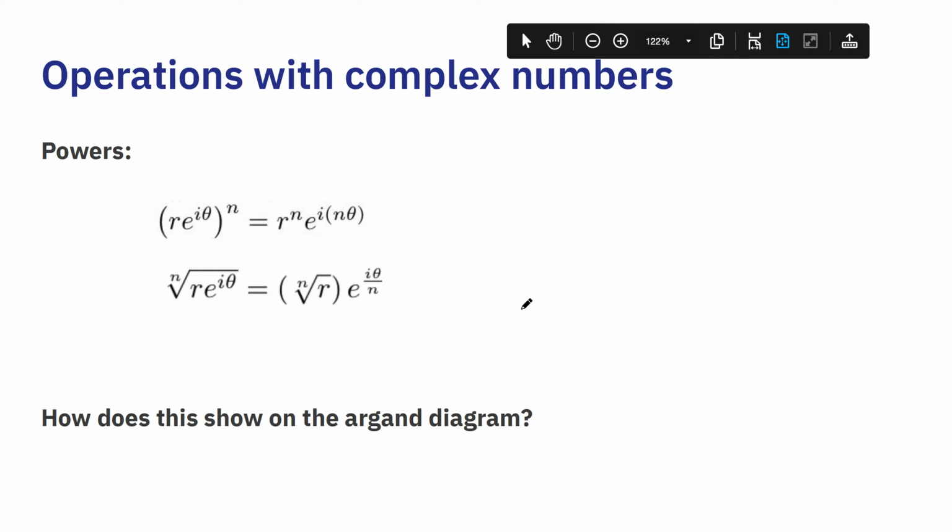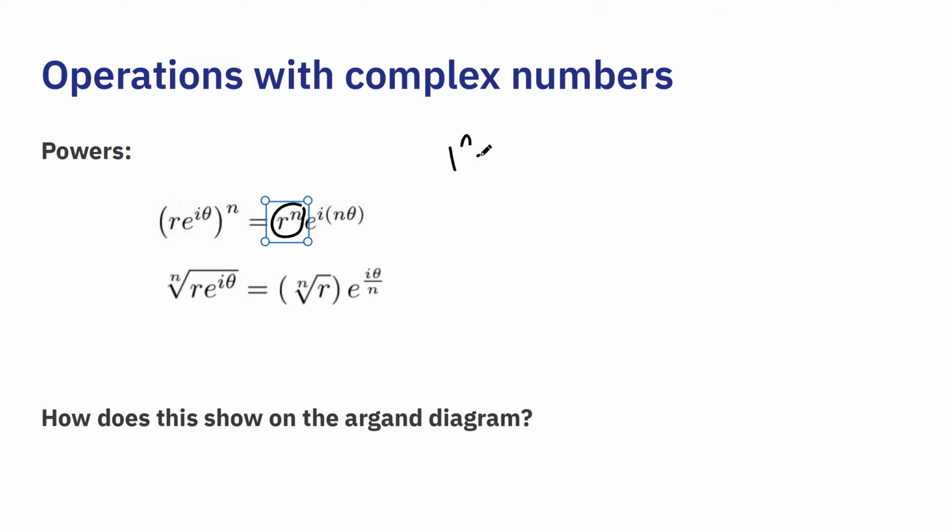So how does this actually show on the Argand diagram? So let's think about it, okay? So when r is equal to 1, then our new modulus is still 1 to the power of n, which is equal to 1. So if r is equal to 1, nothing would be changing, right? The only thing that changes is the argument. So let's say we are trying to find e to the i theta squared. Our new argument will be 2 theta.